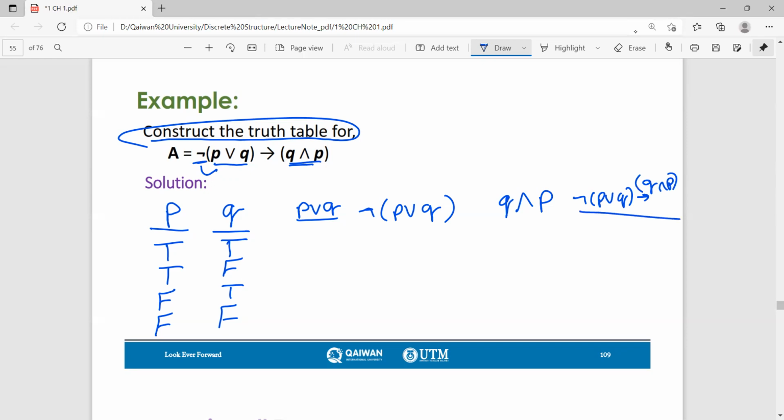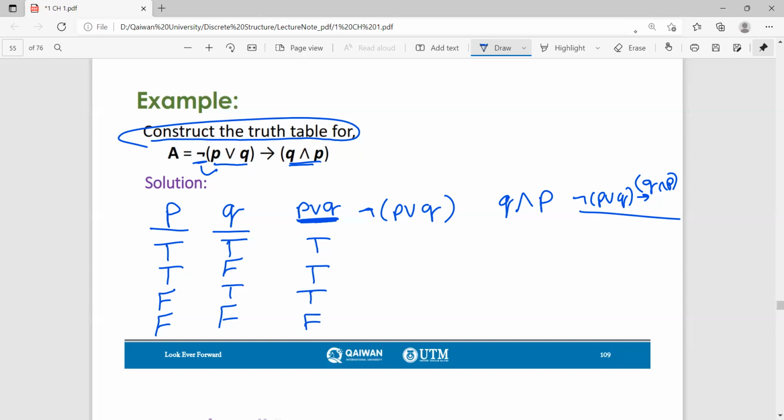This is the last column. For the first one, P or Q. If only one of them is true, the result is true. So true or true is true. True or false is true. False or true is true. False or false is false. It's for P or Q.